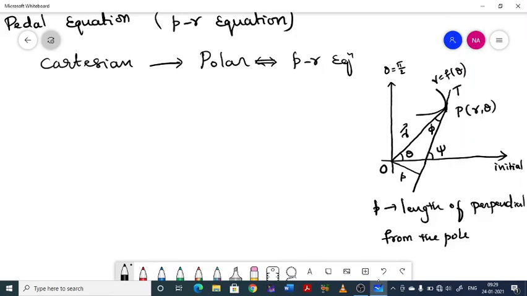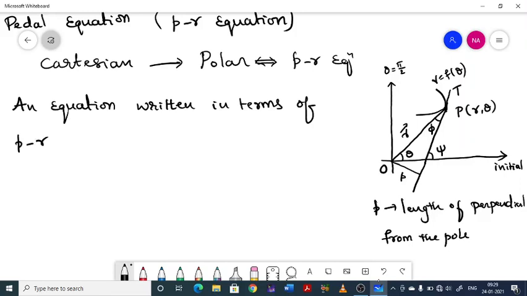So we can say the definition: an equation written in terms of p and r is called a Pedal equation, or PR equation. So we need to use the polar coordinates concept to express that in terms of a PR equation.